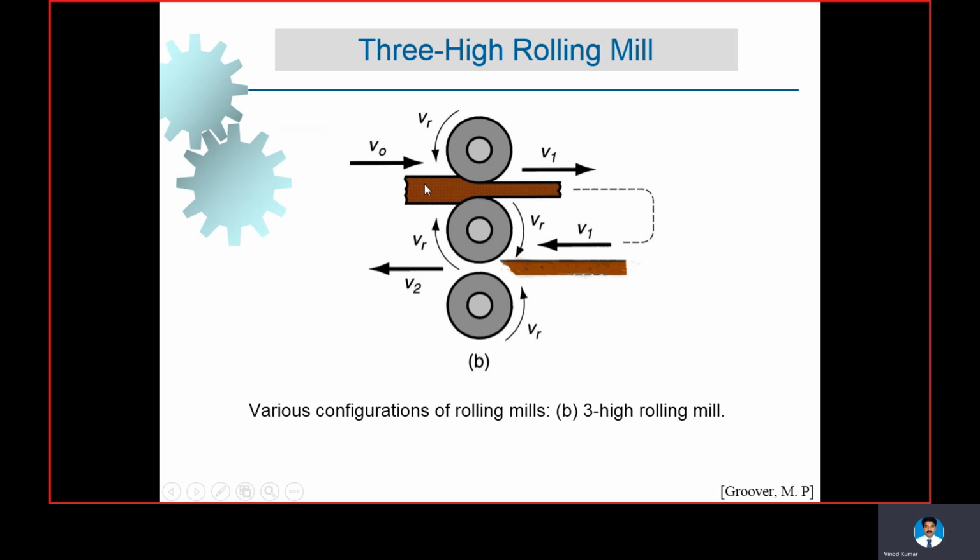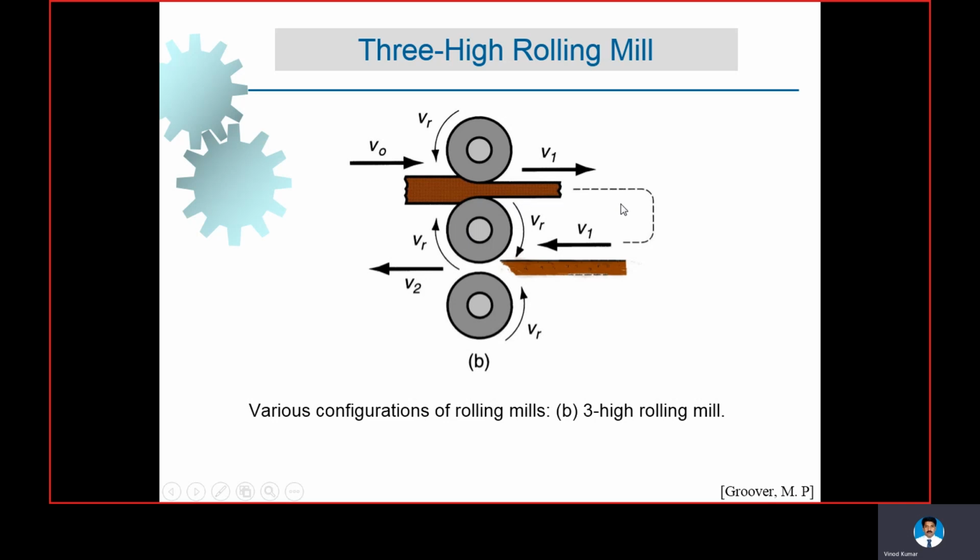Now we have 3-high rolling mill. In 3-high rolling mill, we will have two passes. In first pass, material will be fed between the two rolls. The rolls are rotating in opposite direction. So initial compression takes place. There will be a specific draft here. Some amount of reduction in thickness will take place.